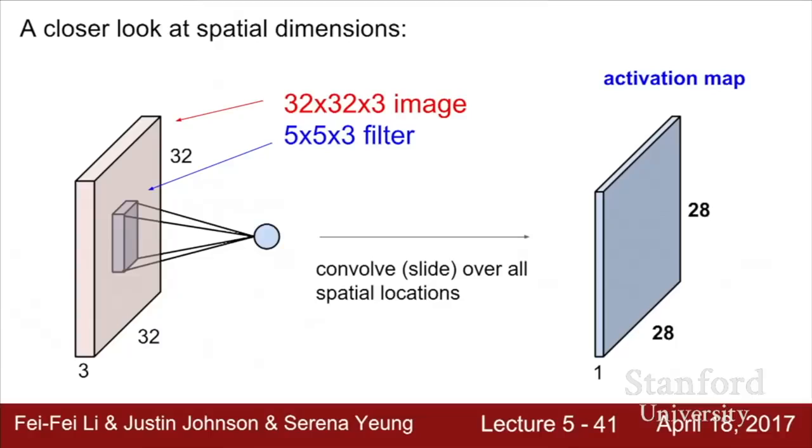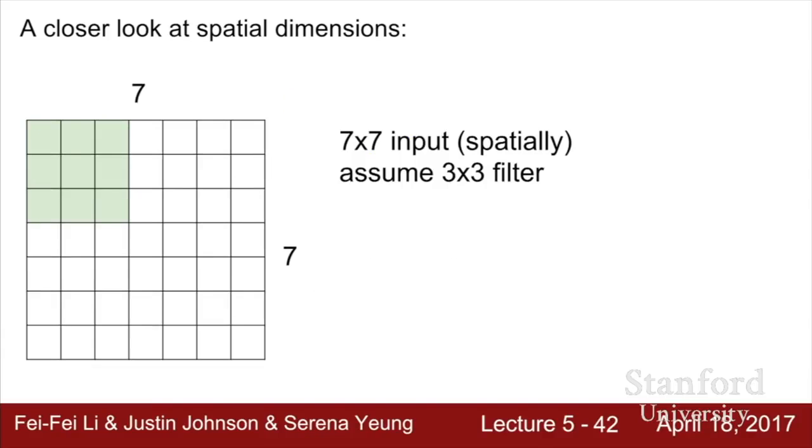Okay, so now let's work out some examples of how the spatial dimensions work out. So let's take our 32 by 32 by 3 image as before, and we have our 5 by 5 by 3 filter that we're going to slide over this image. We're going to see how we use that to produce exactly this 28 by 28 activation map. So let's assume that we actually have a 7 by 7 input, just to be simpler, and let's assume we have a 3 by 3 filter.